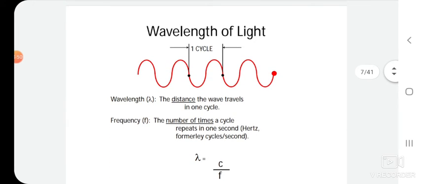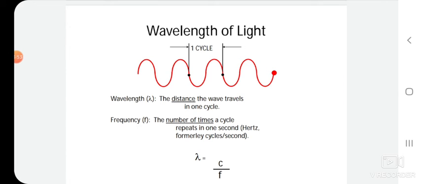So what is the wavelength of light? It is the distance the wave travels in one cycle. How much distance is covered by the wave in one cycle? That distance is called the wavelength of light. We can represent that wavelength by the symbol lambda.